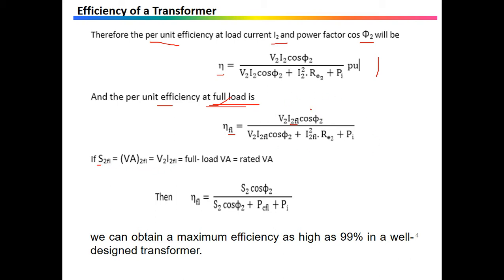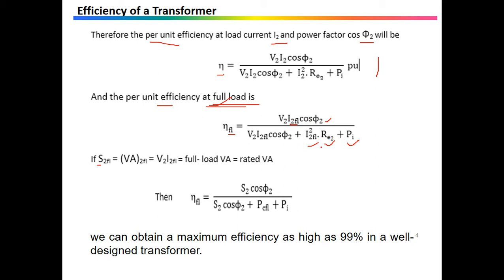Here, if you look at the terms, V2 is the secondary terminal voltage, I2FL is the full load secondary current, and cos phi2 is the power factor of the load. Pi is the iron loss, which is the sum of the stray losses as well as the eddy current losses. I2FL square is the full load secondary current squared, and Re2 is the equivalent resistance in the secondary.